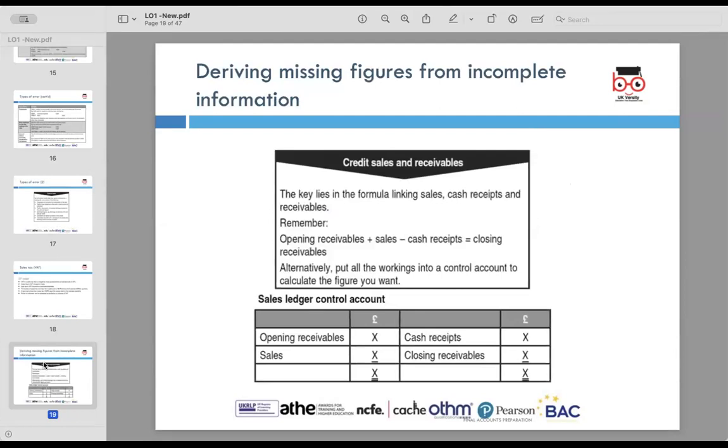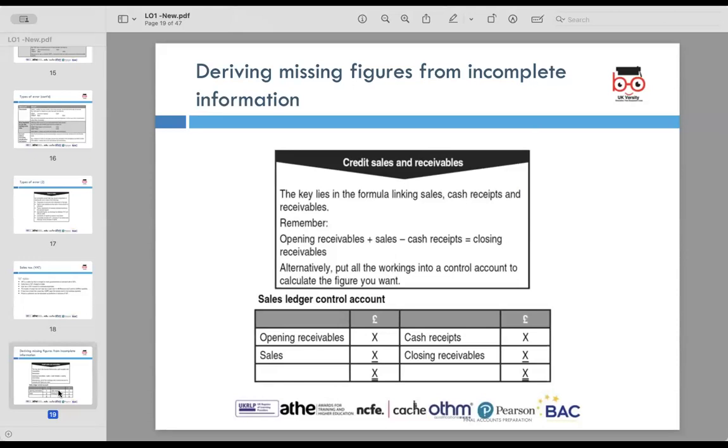Deriving missing figures from incomplete information. In incomplete record scenarios, deriving missing figures requires specific methodologies, particularly concerning credit sales and receivables. Formulate a formula linking sales, cash receipts, and receivables. The relationship between opening receivables, sales, and cash receipts is crucial.